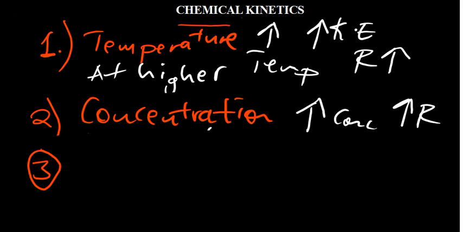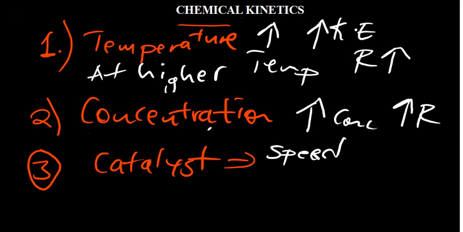Now, the third point. Catalysts are one of the factors that affect the rate of a chemical reaction. So what is a catalyst? A catalyst is a substance that speeds up the rate of a reaction.